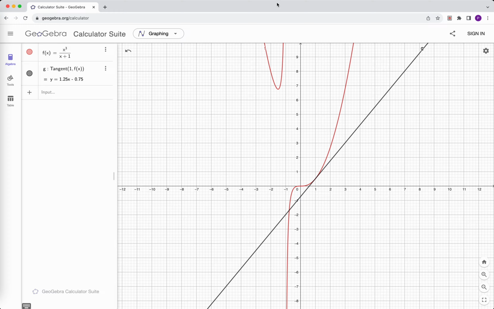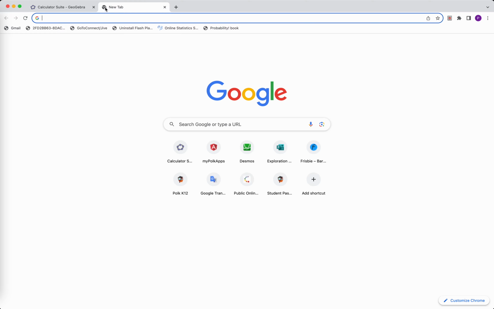And like I say, I couldn't find an obvious way to do it on Desmos. If you want to keep watching for just a second, I'll show you what happens on Desmos. You can get something, but that's not the point of this video.